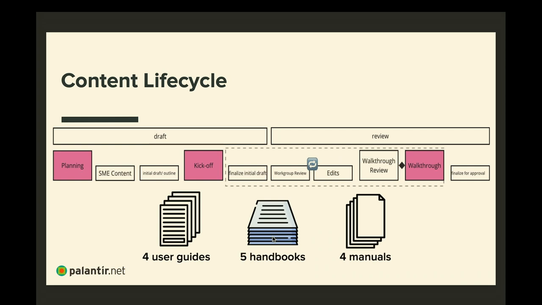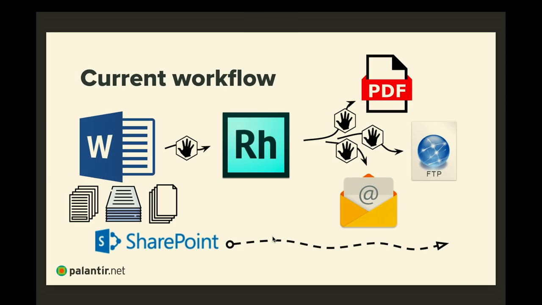So it moves through this very complex process, and they're producing, like I said, 4 different user guides, 5 handbooks, and 4 manuals. Those are all for different audiences around the same topics. This workflow leads to a lot of shortcut taking as much as people can. You know, you sort of adapt to the system you have. People know what the limitations of the current system are, and they work around it as best they can, but it is very, very wasteful.